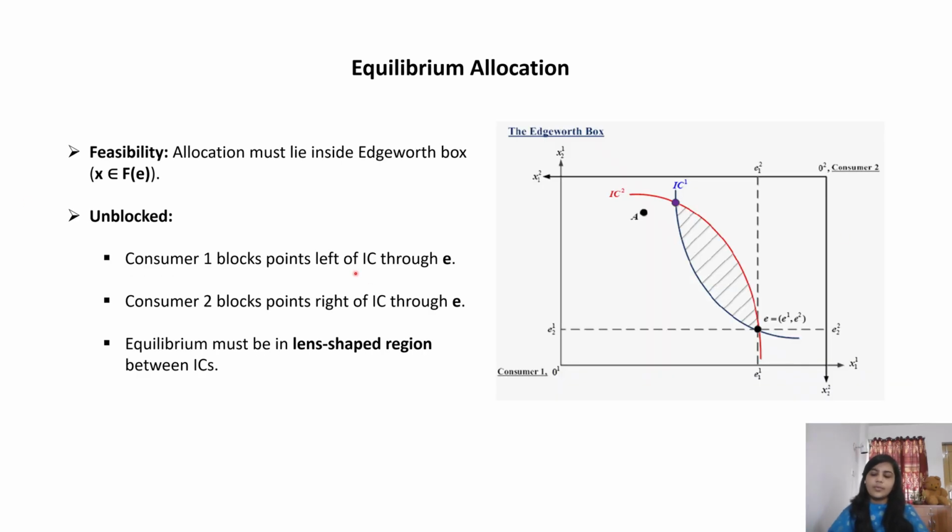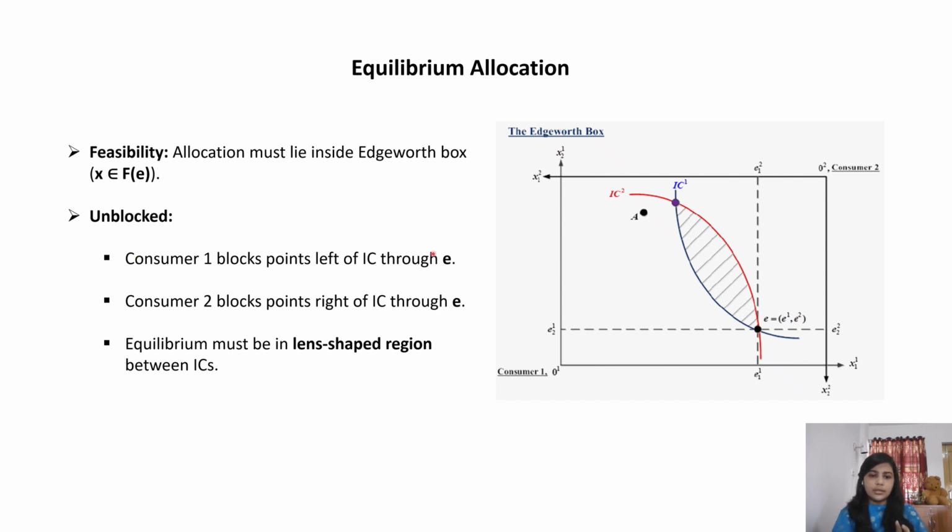So finally, what does equilibrium mean here? There are three conditions for equilibrium. First condition is the equilibrium must be feasible, meaning that it must be within the Edgeworth box, right? The second requirement is the allocation must be unblocked, meaning neither consumer would reject it.